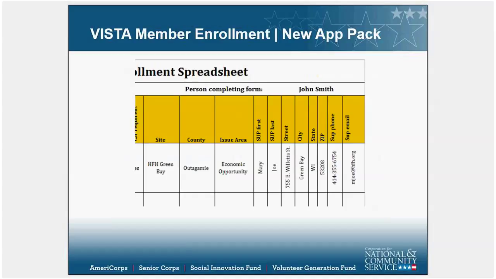On the second half of the form on the right side, you'll see there were tabs where we ask you guys to indicate the site, especially for multi-site projects. So where is the VISTA member going to be serving? What county are they in? What's the issue area? We're just looking for the 4 big ones, the focus areas: economic opportunity, education, veterans and military families, or healthy futures. So what is the primary focus for the project? You may have multiple focuses, but tell us what's the predominant one.